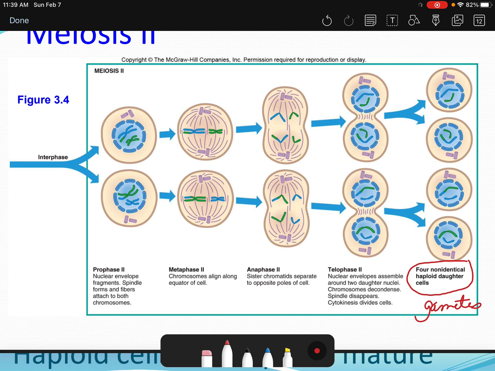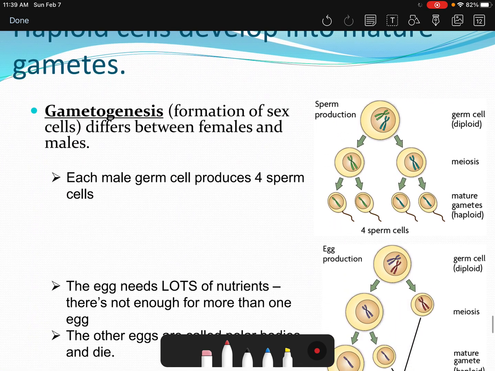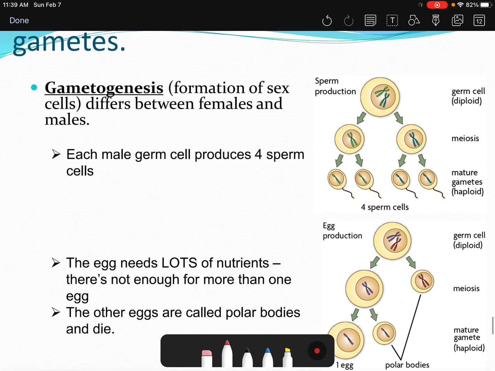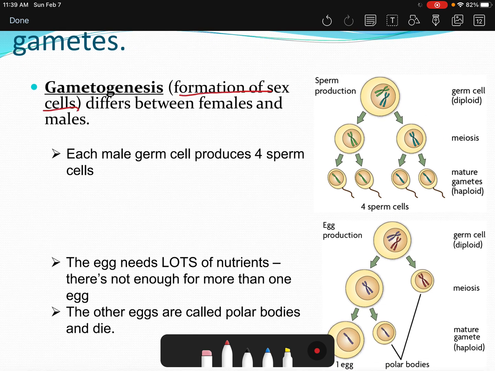Remember, meiosis forms gametes, egg and sperm. Okay? We give that term a name. It's called gametogenesis. That's the formation of sex cells or the formation of gametes. It's a little different between males and females. With males, if you have one initial germ cell, that's the diploid cell, the cell that's going to undergo meiosis, it will undergo 2 divisions. Here's the first, meiosis 1. And here's meiosis 2. And it's going to form 4 sperm cells that are haploid.